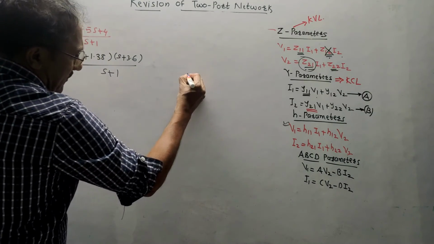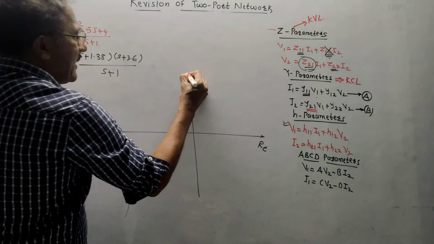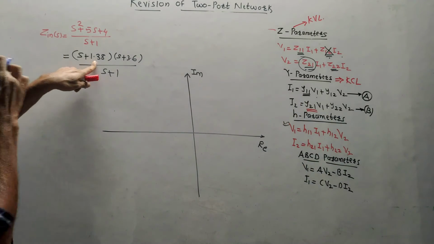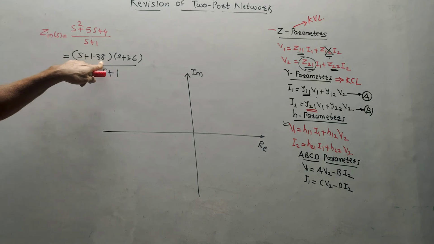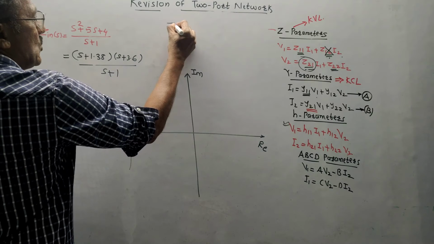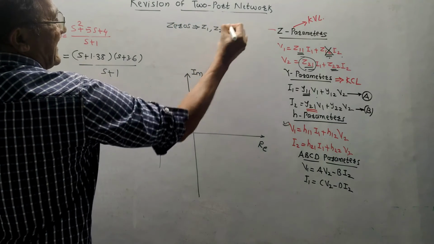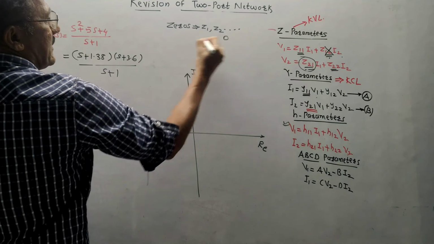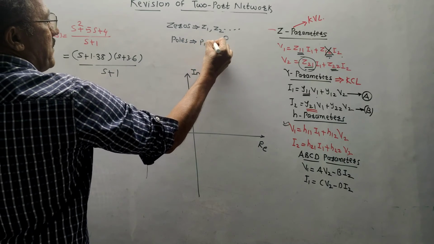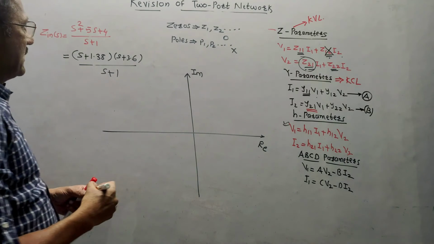Now the remaining part: if it is asked to draw the pole zero diagram, how to do it? Again, it's not at all tough. Mark this axis as the real axis, and mark the vertical axis as the imaginary axis. Presently there are no imaginary values. Roots of the numerator are called zeros. These are denoted by Z1, Z2, etc. and are represented by a small circle. Whereas roots of the denominator are poles, denoted by P1, P2, etc., and they are represented by a cross.